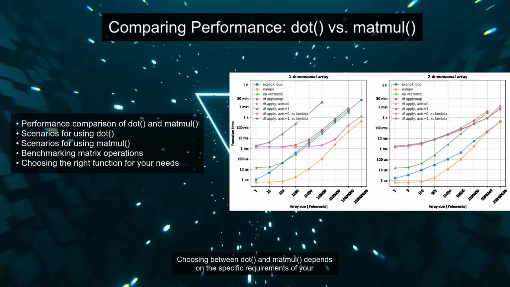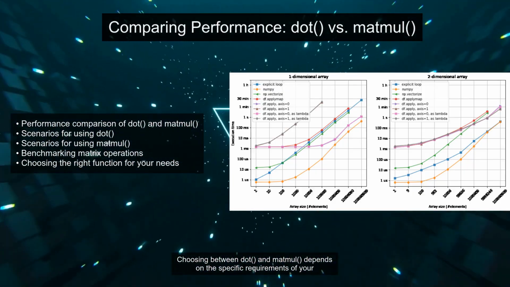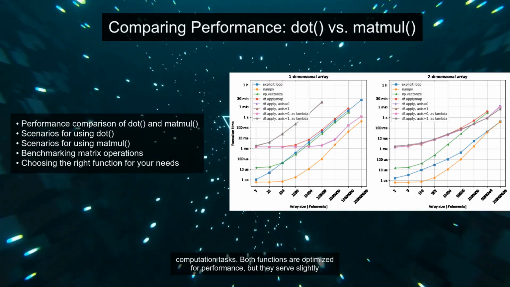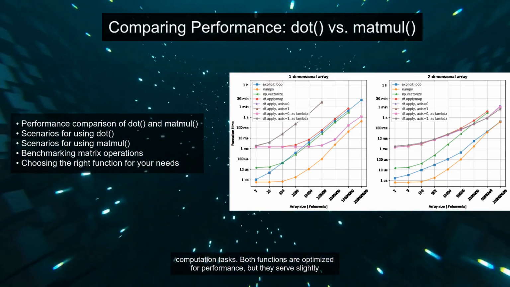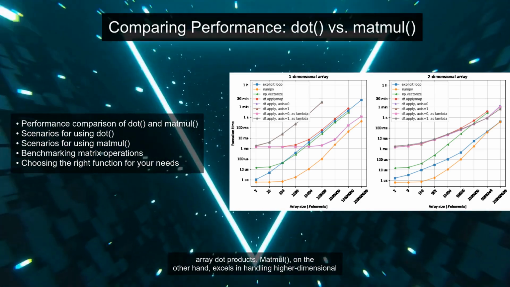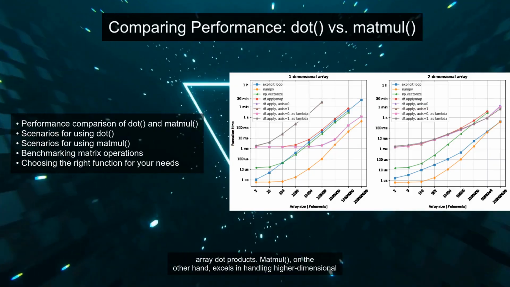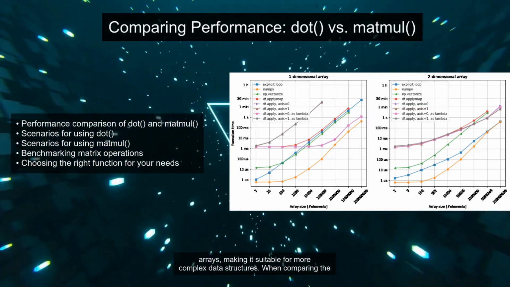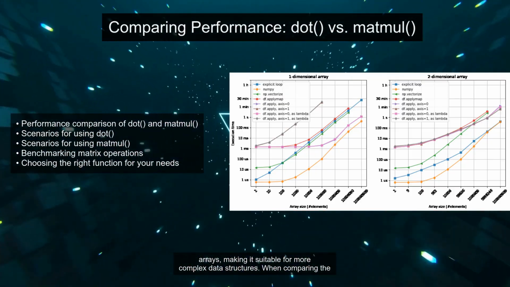Choosing between dot and matmul depends on the specific requirements of your computation tasks. Both functions are optimized for performance, but they serve slightly different purposes. Dot is versatile for two-dimensional arrays and can handle one-dimensional array dot products. Matmul, on the other hand, excels in handling higher dimensional arrays, making it suitable for more complex data structures.